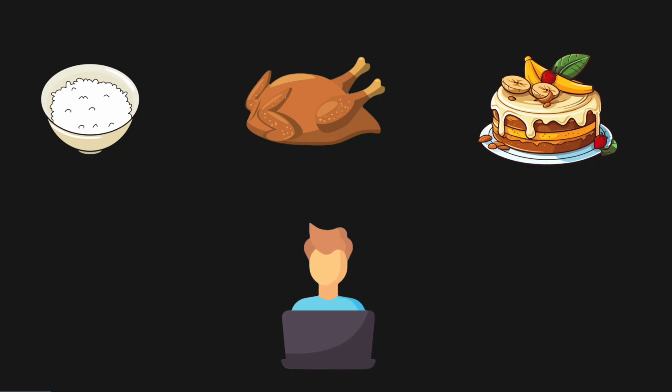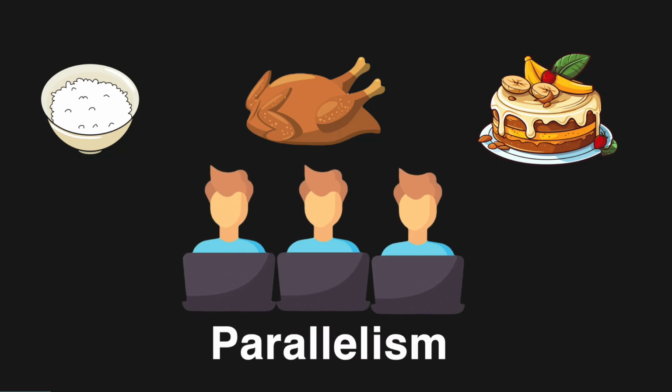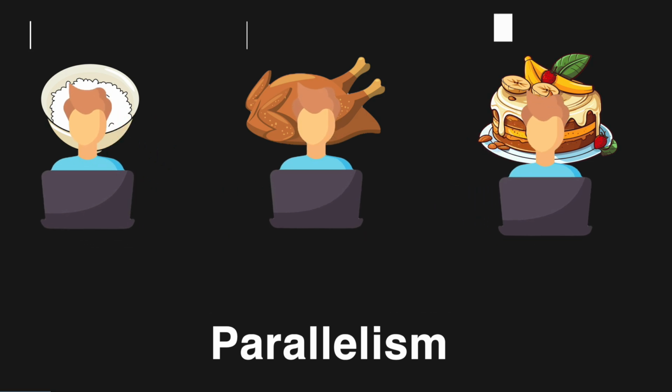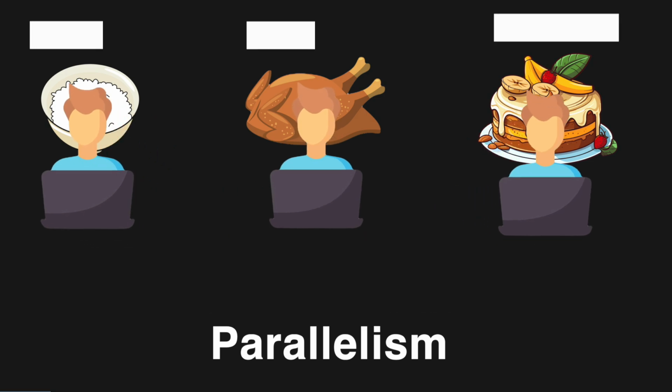Now is a good time to contrast this with parallelism. Parallelism is the strategy of running multiple tasks, not by interweaving them, but by truly doing multiple things at the exact same time. The metaphor version of this looks like having three clones of yourself, each dedicated to one of the tasks. One cooks the rice, another handles the chicken, and the third bakes a cake.